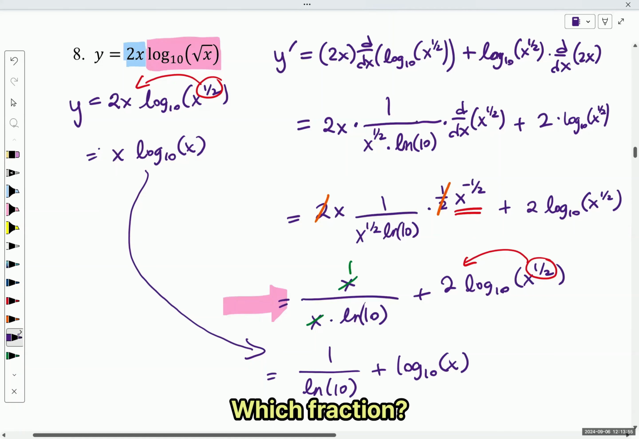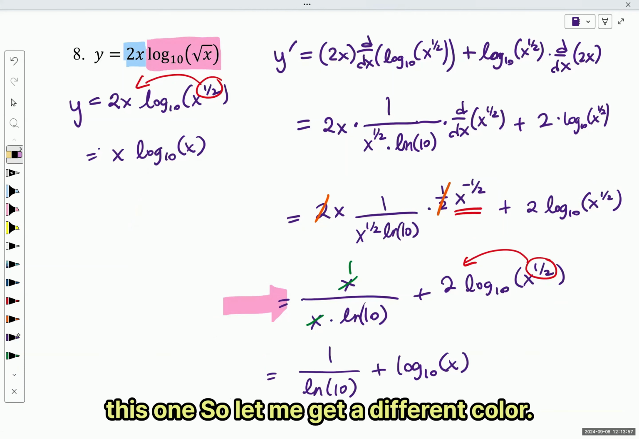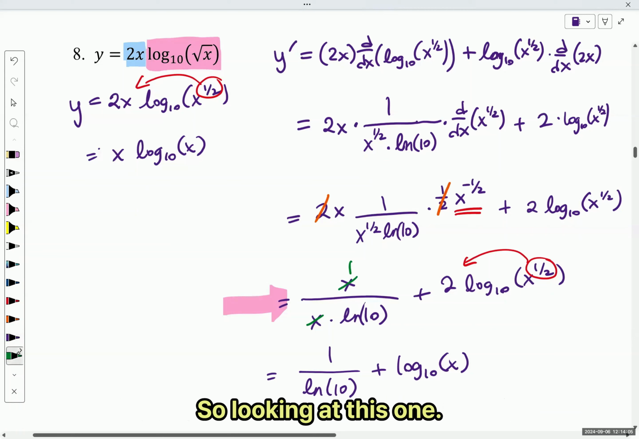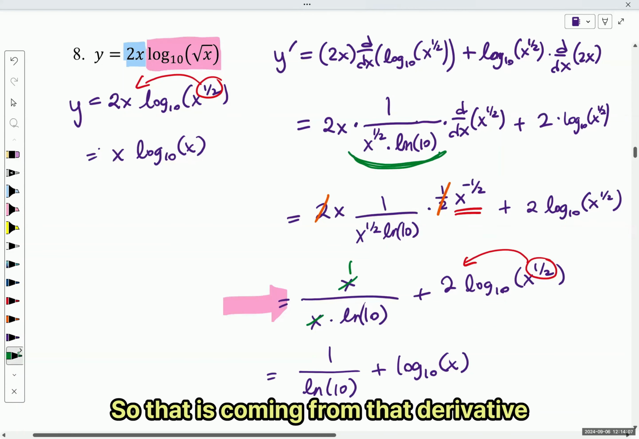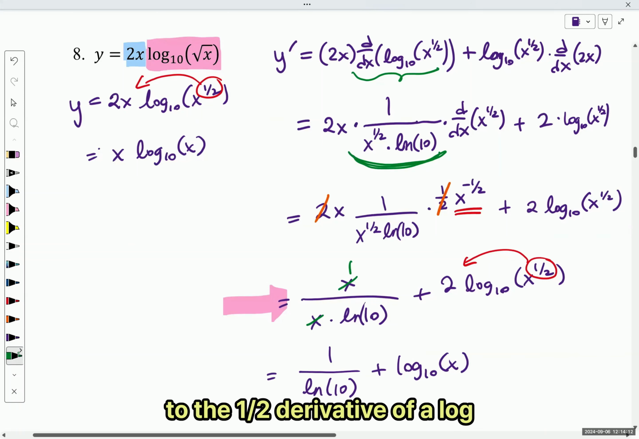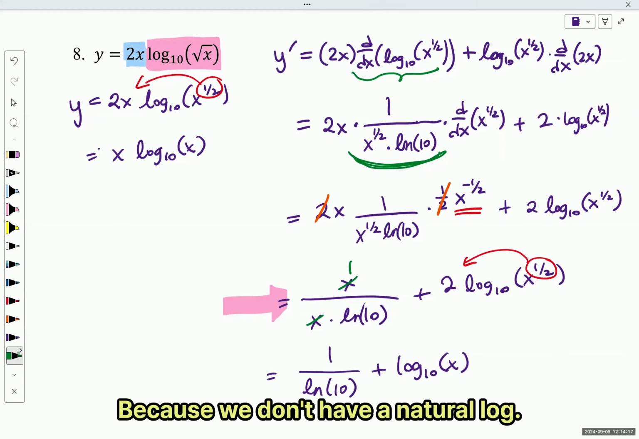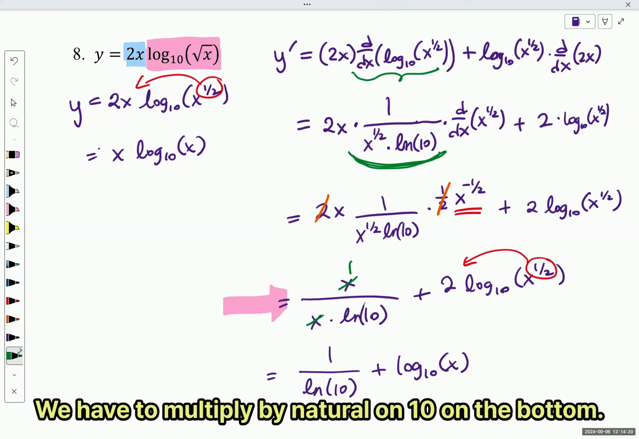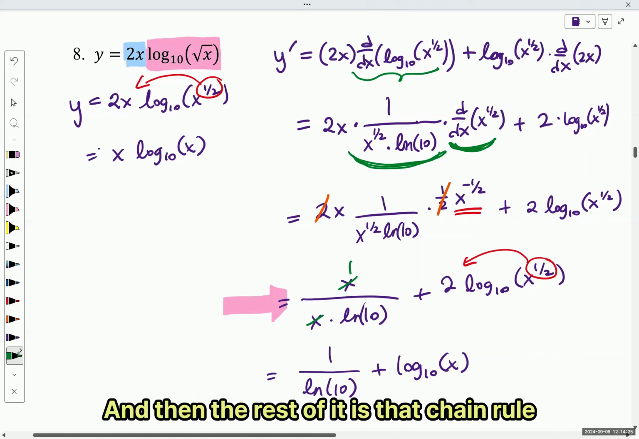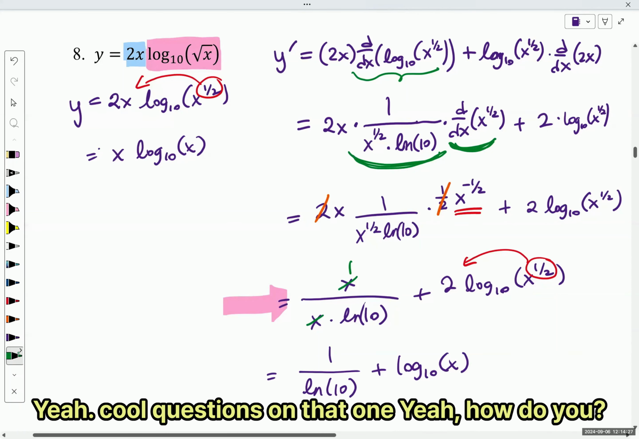Elijah: How does the fraction come in the second, 1 over x? Which fraction? This one? Yeah. So let me get a different color. Looking at this one, that is coming from the derivative of log base 10 x to the 1/2. Derivative of a log is 1 over the argument. But because we don't have a natural log, we have log base 10, we have to multiply by natural log 10 on the bottom. And then the rest of it is that chain rule derivative of the inside. Yeah. Cool. Questions on that one?